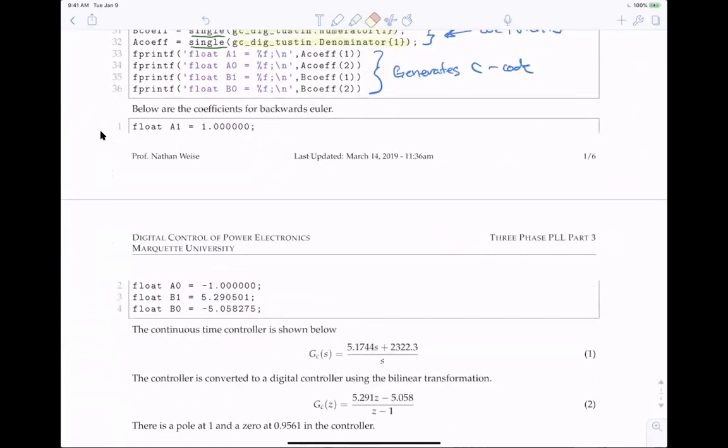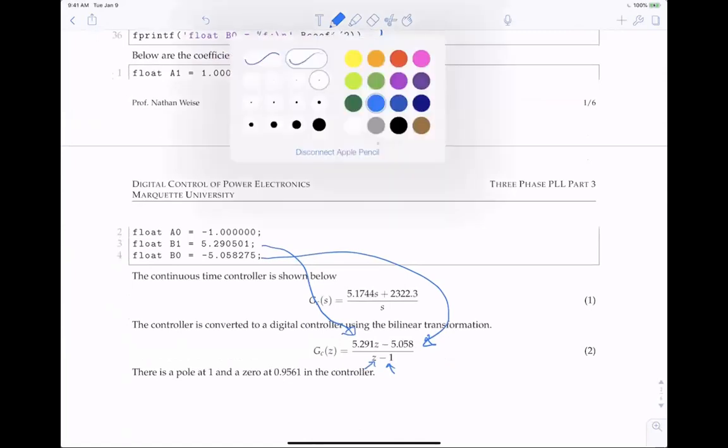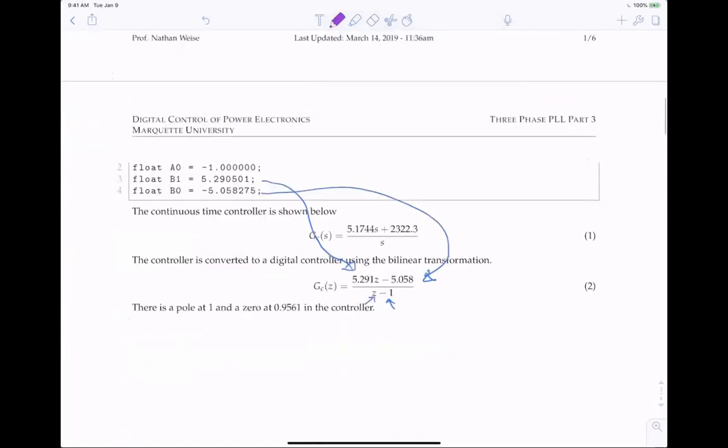All right, let's see how these match up. Of course, you can see A1 and A0 are 1 and negative 1. You can see how those match directly in the denominator, we have 1 right here and minus 1. That's awesome. And then we have our 5.29, and we also have our minus 5.58275. So you can see we're implementing a controller here. We have a zero at 0.95 and a pole at 1, so we should have good internal stability.